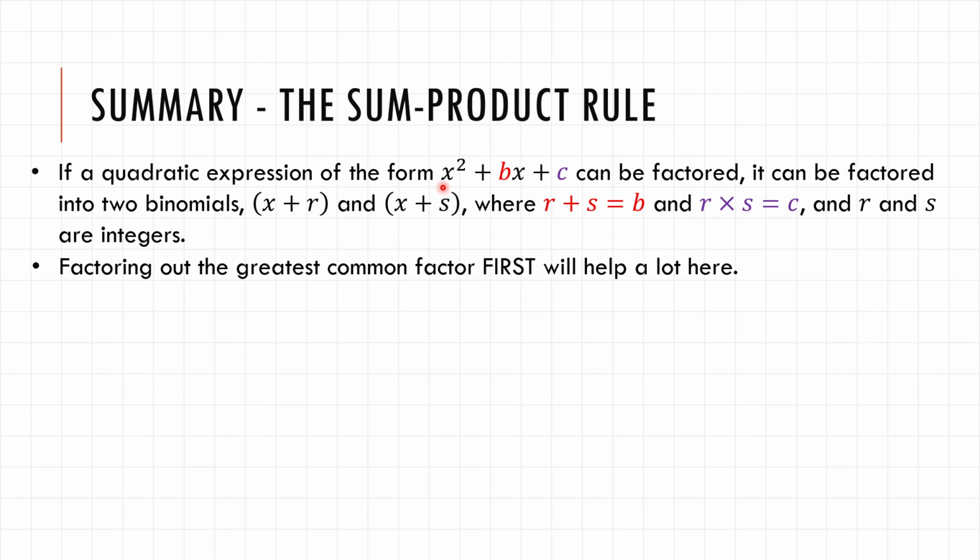If you have a quadratic in the form x squared plus bx plus c, in other words, there's no coefficient of x squared, if that can be factored, you can use something called the sum product rule to factor it. You're just looking for two numbers, which I'm going to label r and s, that when you add them together, you get b, and when you multiply them, you get c. And this algebraic expression would then just be factored into x plus r and x plus s, those two numbers right here. Now, if there is a greatest common factor, definitely factor that out first, and that will help reduce the expression maybe into something that looks like this.